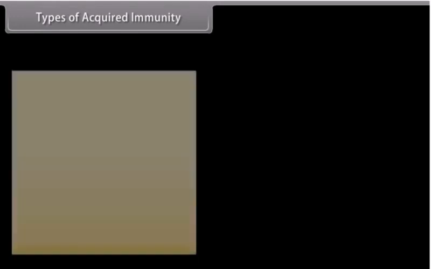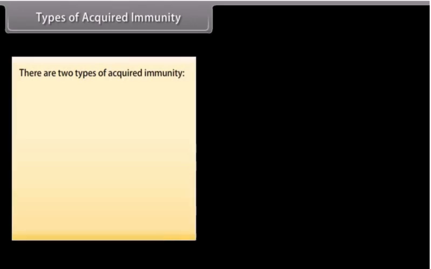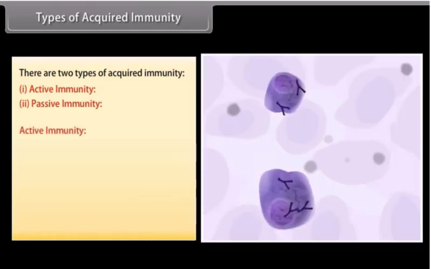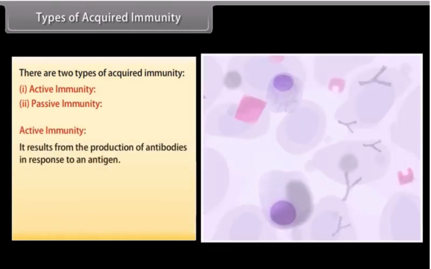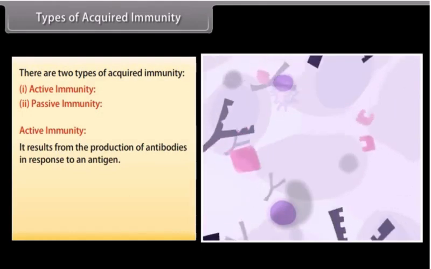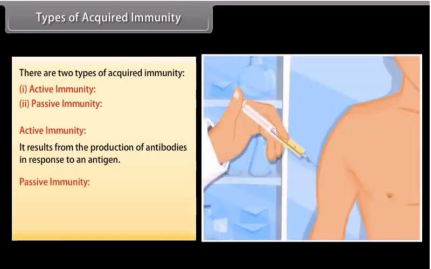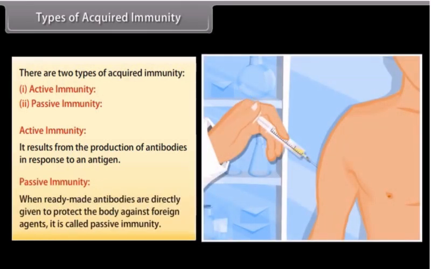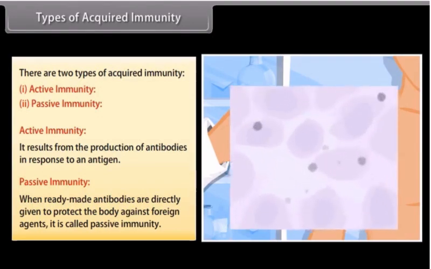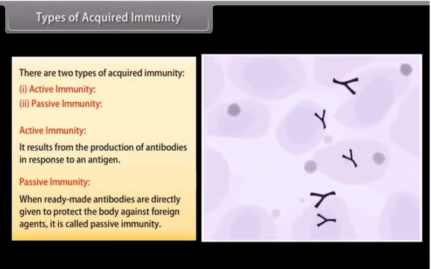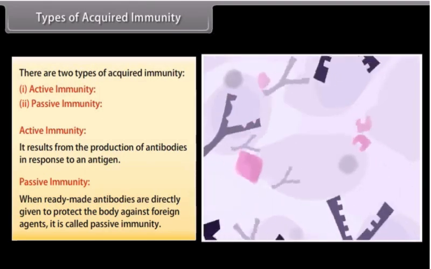Types of acquired immunity. There are 2 types of acquired immunity: active immunity and passive immunity. Active immunity results from the production of antibodies in response to an antigen. Passive immunity: when ready-made antibodies are directly given to protect the body against foreign agents, it is called passive immunity.